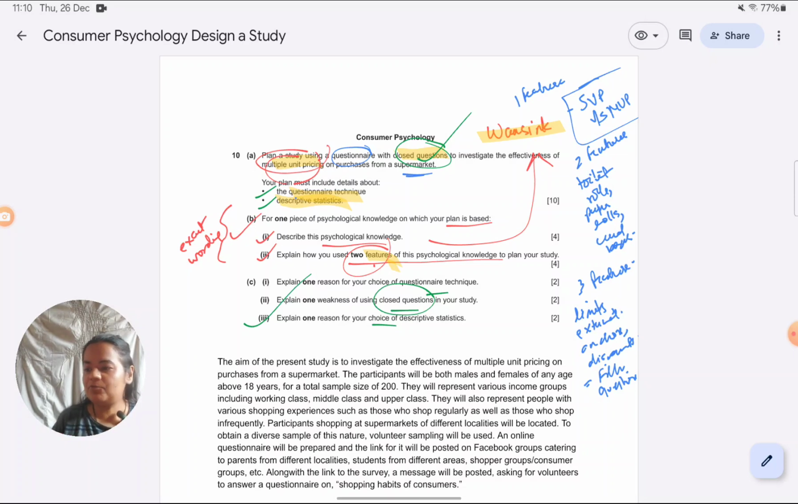Okay, coming to part B. For one piece of psychological knowledge.